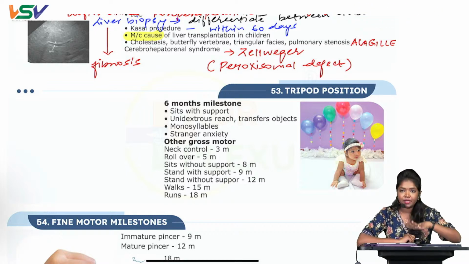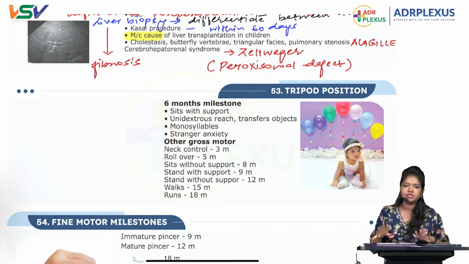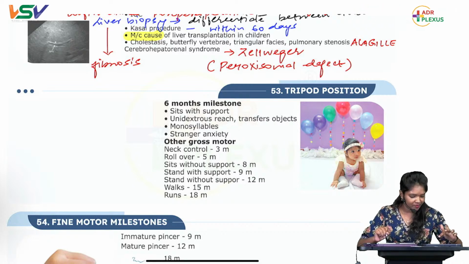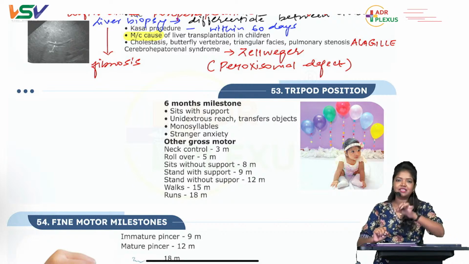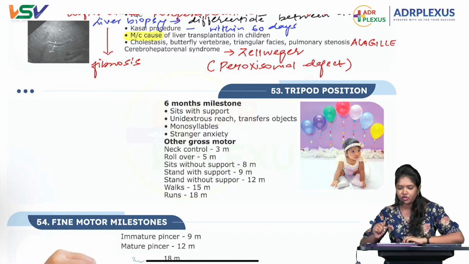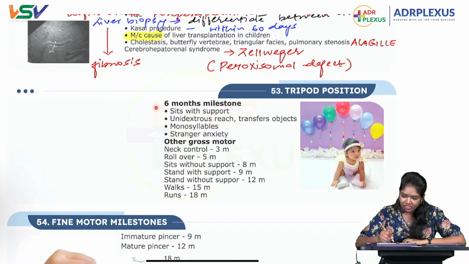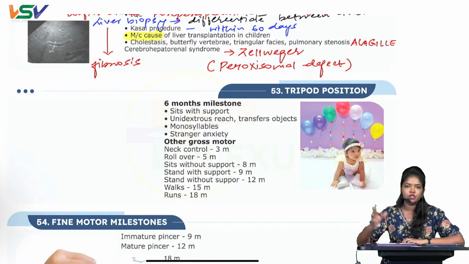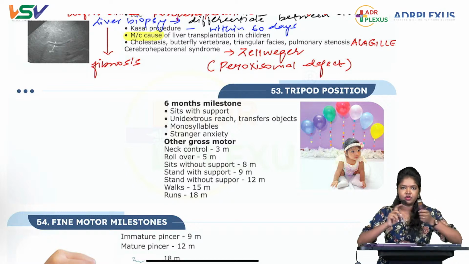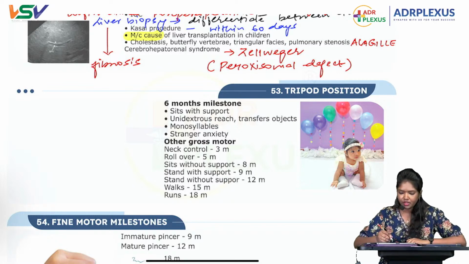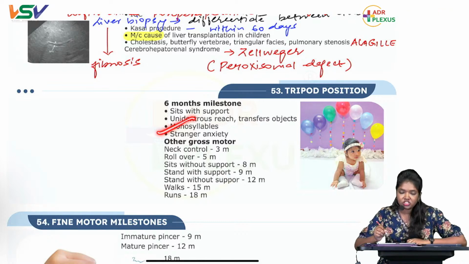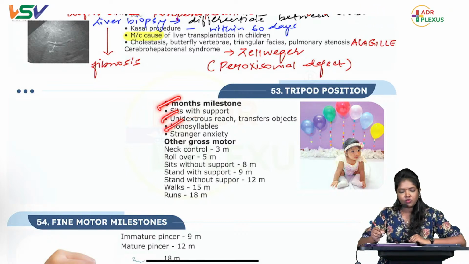Is it called tripod position, sitting with support? The baby is sitting with support. Yes, tripod position. What is the age of this baby? 6 months. Sits with support at 6 months of age. We are going to see the 6 months milestone. At 6 months the baby sits with support in gross motor. Fine motor, the baby has unidextrous reach and can transfer objects. Monosyllables, the baby speaks ba, ma and all. Stranger anxiety. All these come around 6 months of age.